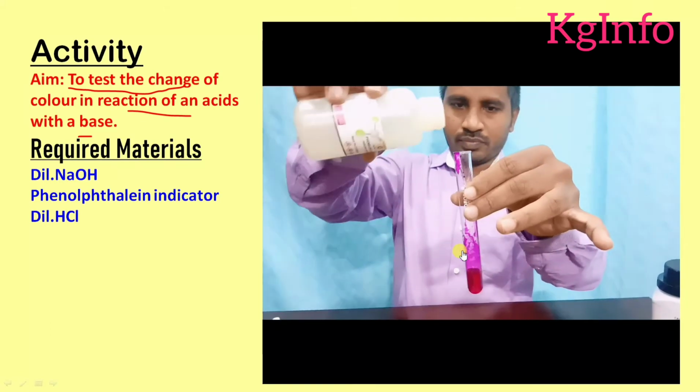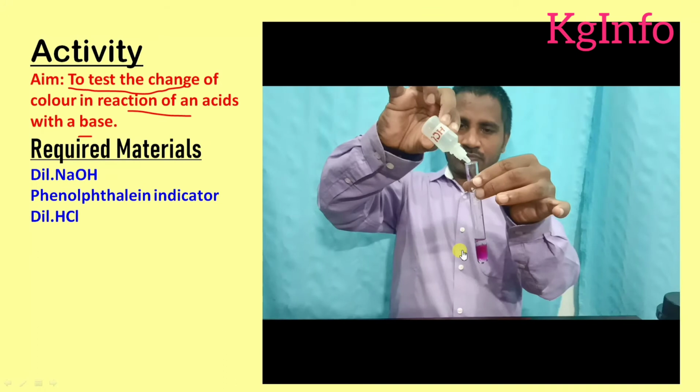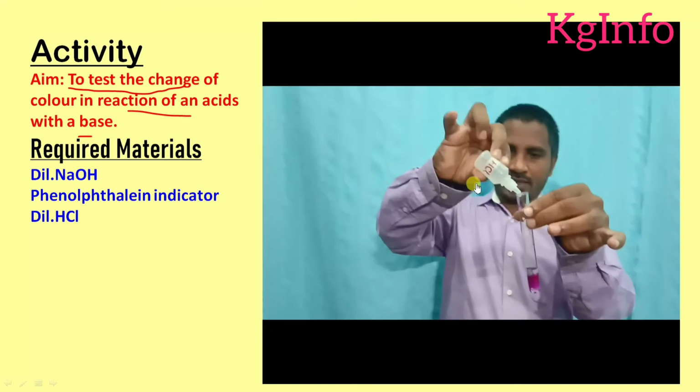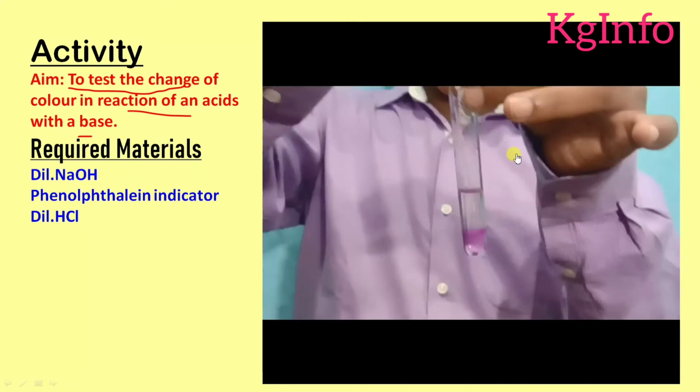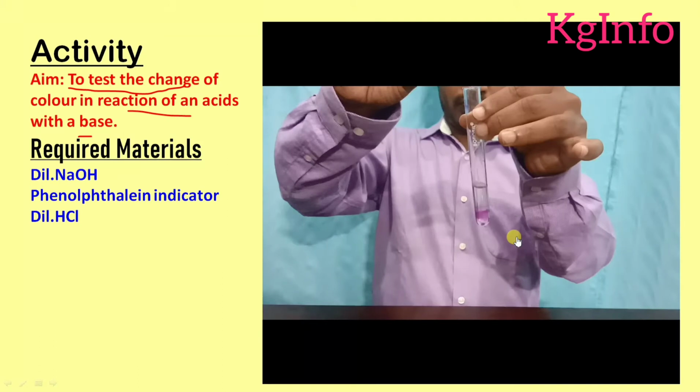After adding the phenolphthalein, now we add dilute hydrochloric acid solution drop by drop. This is the reaction between acid and base. What happened? We observe that the pink color disappears on adding HCl because NaOH has completely reacted with HCl.